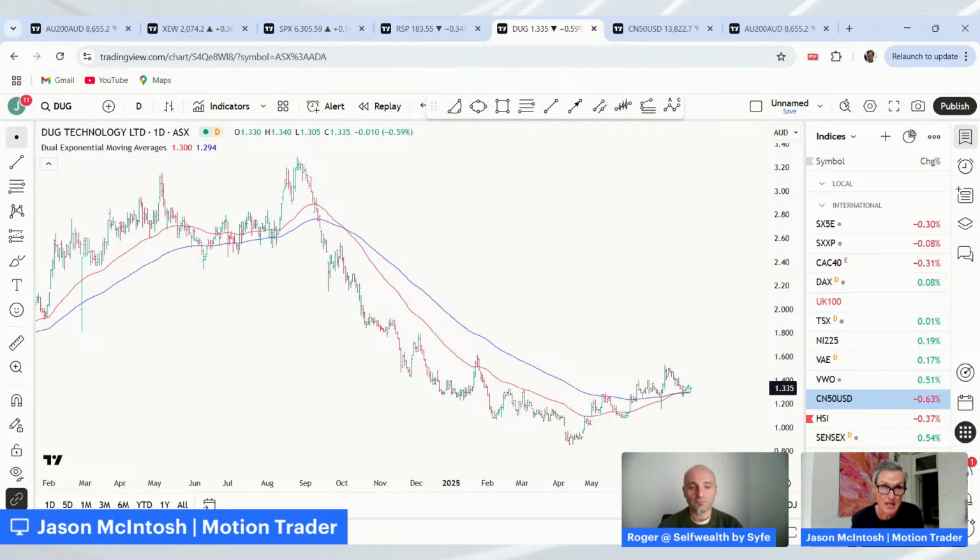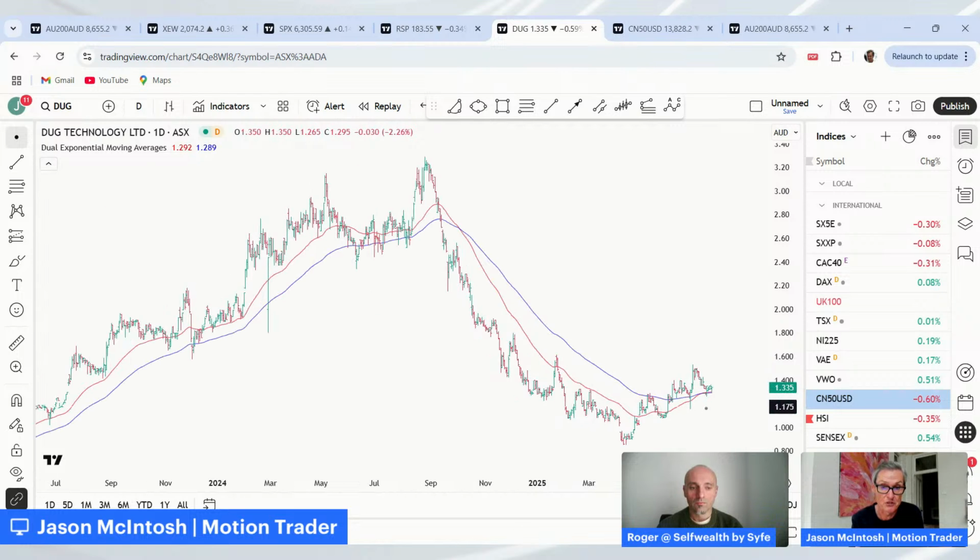I wouldn't quite say the path of least resistance is upwards yet, but it seems to be developing that way. A series of rising lows, rising highs, above the moving averages. It's shaping up as a potential play.